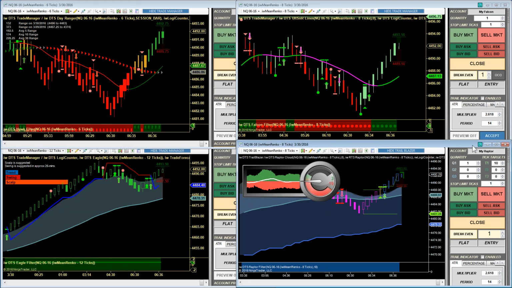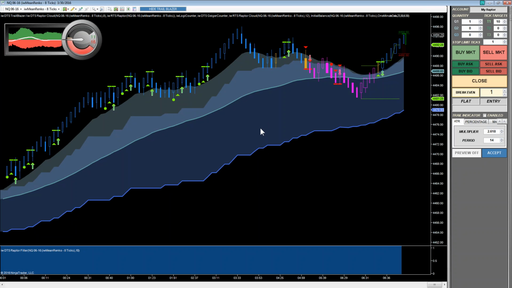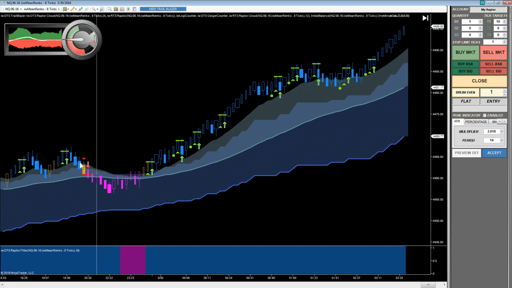All right, so there's the Falcon, and let's take a real quick look here at the Raptor. As I said, the Raptor is a blending of the other three tools. You can see we've got the clouds here from the Eagle, and no, those are not Ichimoku clouds, but I know they look like them. With the Raptor, we normally incorporate a double band. The signal generation and bar coloring and such is from the Falcon and the Hawk.